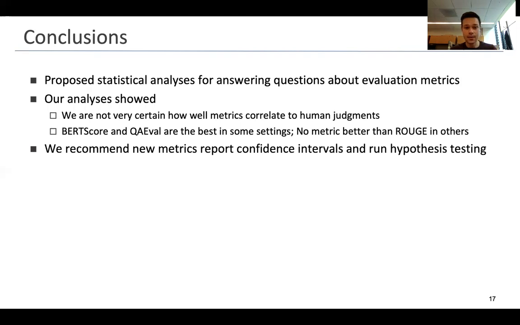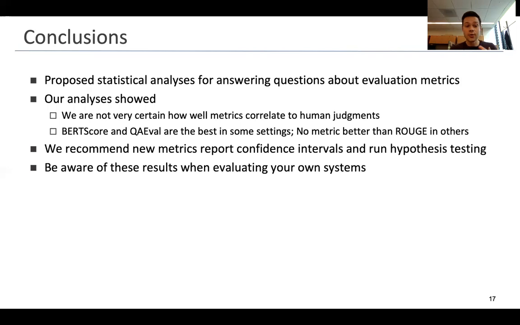And we recommend that anybody who proposes a new evaluation metric actually reports confidence intervals and runs these hypothesis tests, as well as researchers who are using these automatic metrics to evaluate their systems to be aware of these results, that the automatic metrics could potentially be very flawed. And so don't use these automatic metrics as the deciding factor between whether or not a system is good or bad.